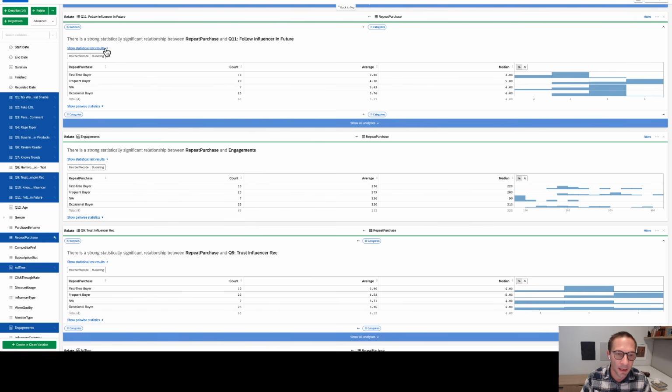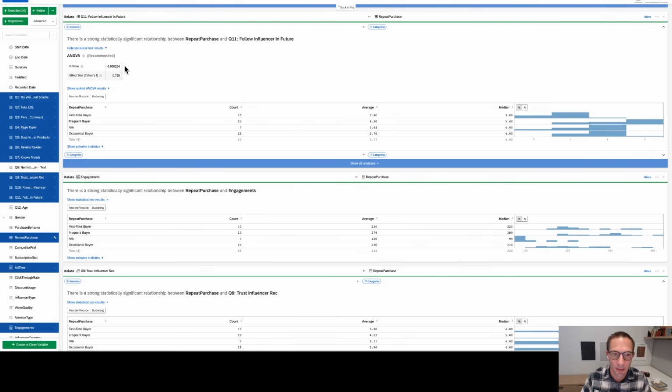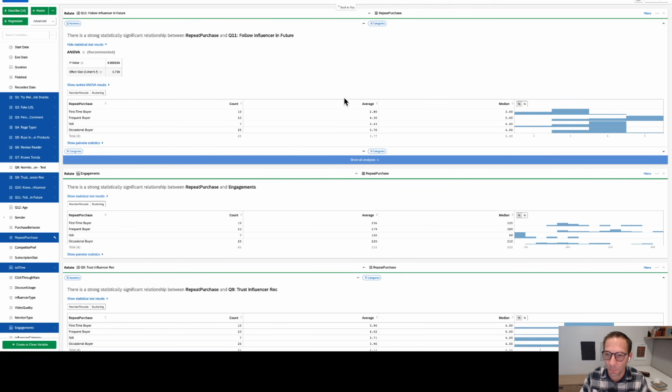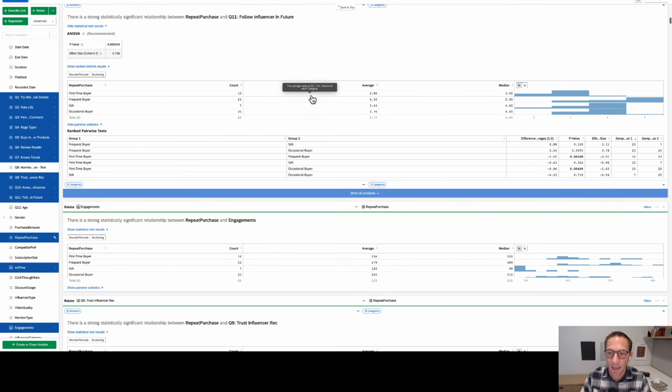If I click here, here's our p-value. Okay, that's really significant, more significant than what we're seeing in some of those other examples. Here's some averages, but again, I don't know. Does 4.3 outperform 3.76, which would be, do frequent buyers, are they more likely to follow an influencer in the future than occasional buyers? I don't know based off of that. I have to go to the pairwise comparison table. And here are the p-values, okay?